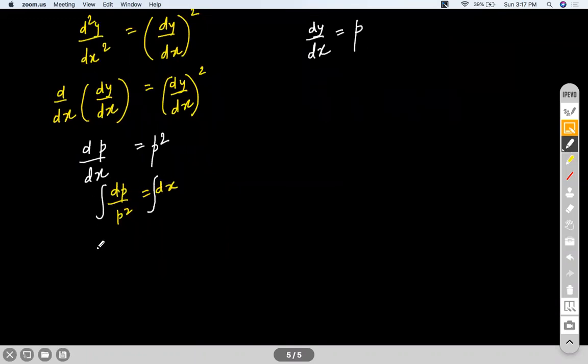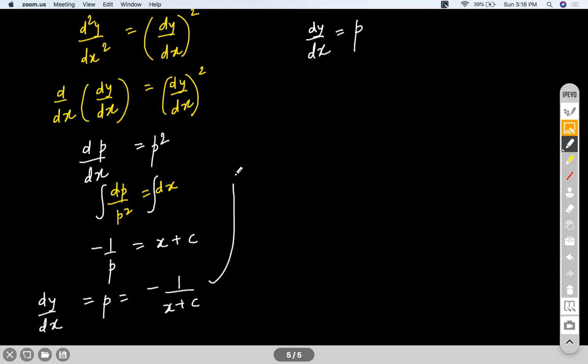So integration of this becomes minus 1 by p is equal to x plus c. Okay, now we know that p is nothing but negative x plus c, and this term is nothing but your dy by dx term, right? So from here on we can easily proceed because it's just a case of again separating the variables out like this.